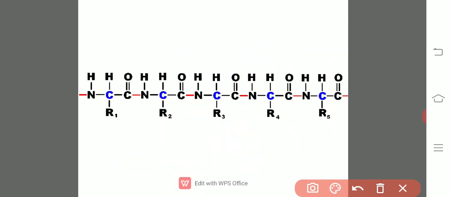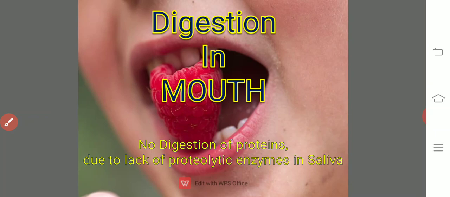Endopeptidases are the enzymes which can break down the internal peptide bonds of a long protein or polypeptide chain. Whereas the exopeptidases cut at the periphery, at the last peptide bonds. If they cut at the amino terminal end, aminopeptidases. If they cut the peptide bond towards the carboxyl terminal end, carboxypeptidases. Both carboxypeptidases and aminopeptidases are known as exopeptidases. Remaining all are the endopeptidases. This we should remember.